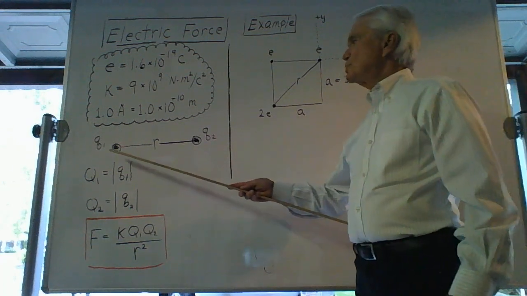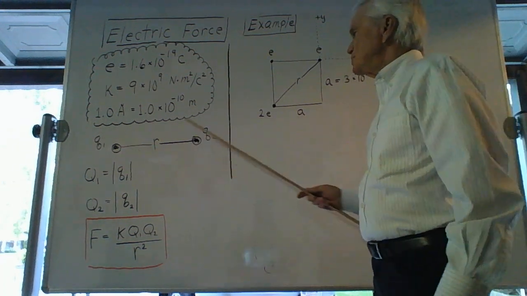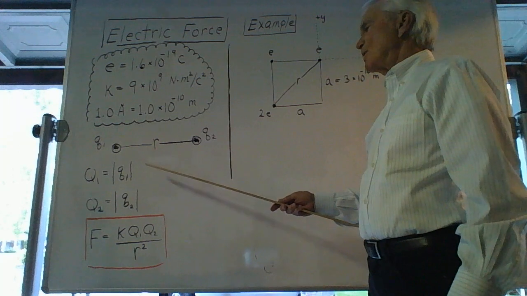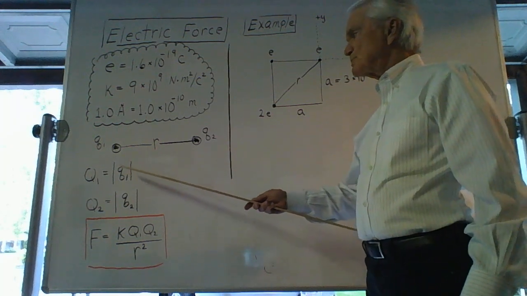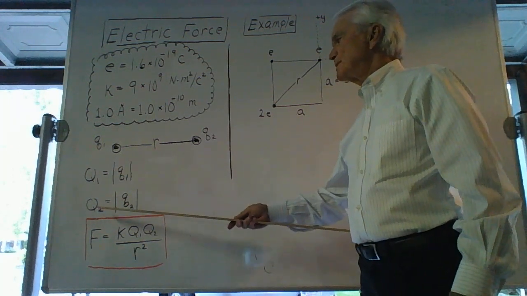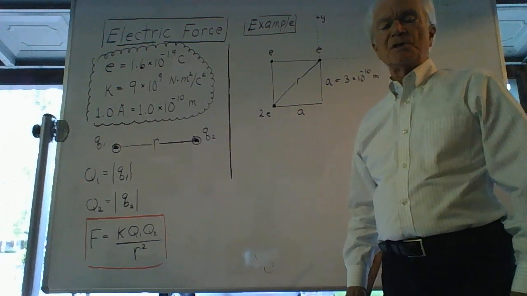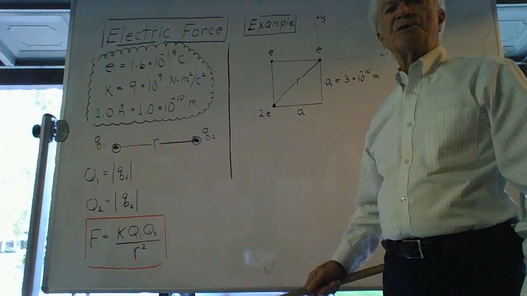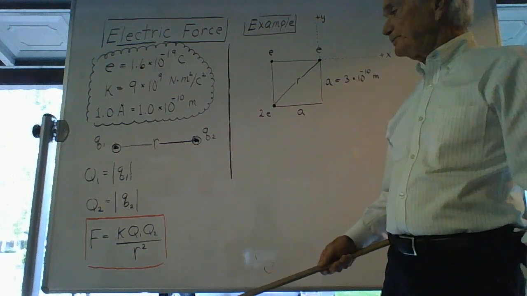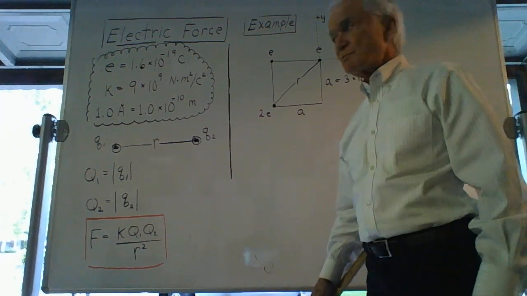I show two objects whose charges are Q1 and Q2 separated by a distance r. The absolute values of those charges are capital Q1, capital Q2. The equation in the box shows you what force each particle exerts on the other one, kQ1Q2 over r squared.